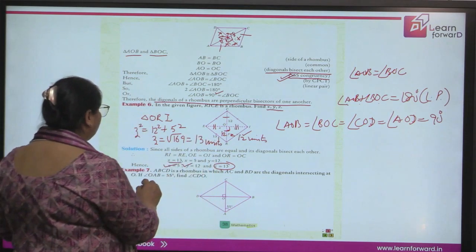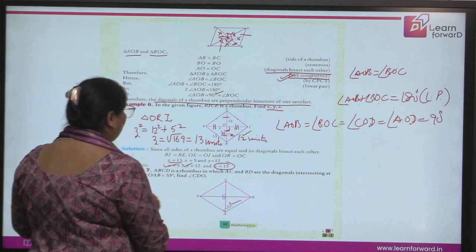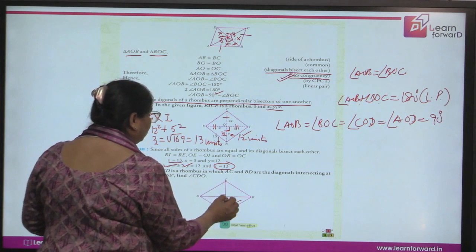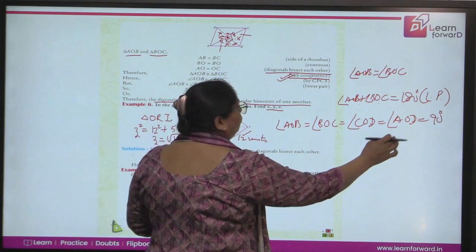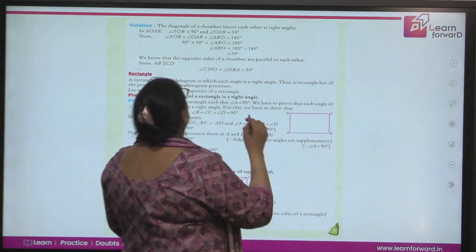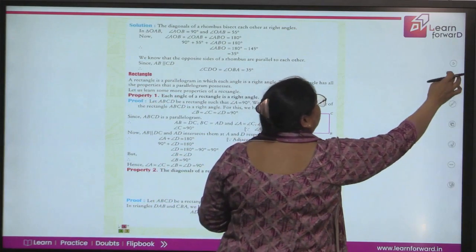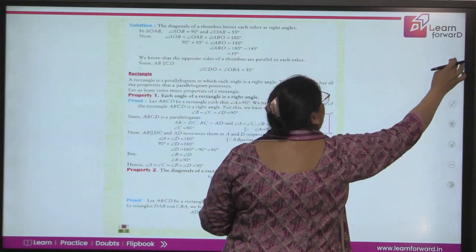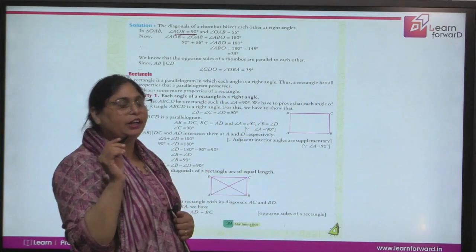Again, there is an example. Angle OAB is given to you as 55 degrees. What about CDO? Let us check. This is the figure. AOB is 90 degrees because diagonals bisect each other at 90 degrees.